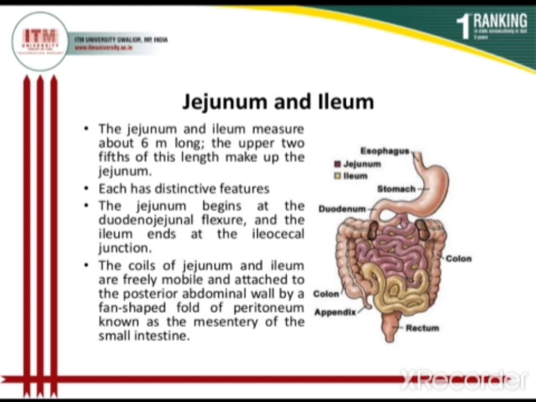The coils of the jejunum and ileum are freely mobile and are attached to the posterior abdominal wall by a fan-shaped fold of peritoneum that is called the mesentery. The mesentery of the small intestine. The fold of peritoneum is called the mesentery of the small intestine.